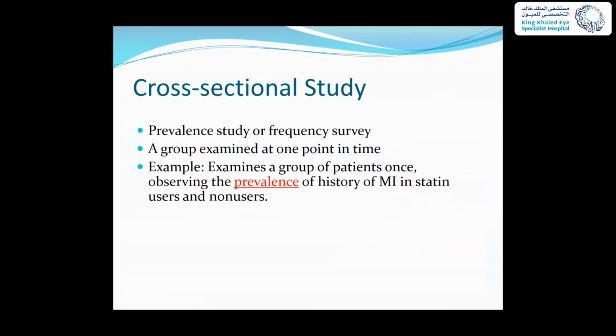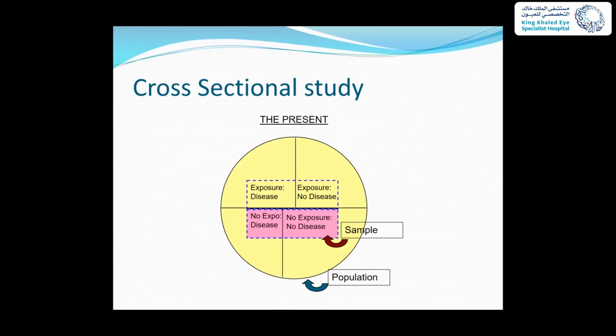The cross-sectional study, what we call a prevalence study, allows me to measure the prevalence of a disease. A group is examined at one point in time, for example, examining a group of patients once, observing the prevalence of history of MI in statin users and non-users. So this is a cross-sectional study. Both groups, exposed and non-exposed, are studied at the same time.